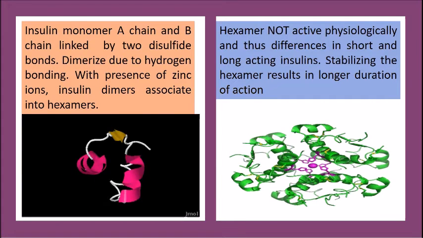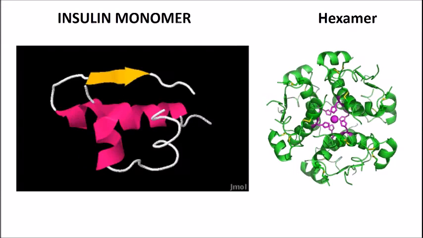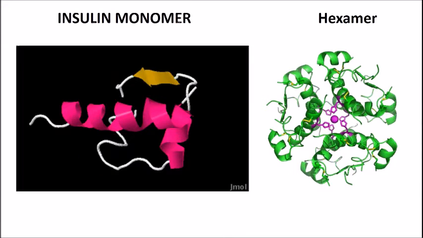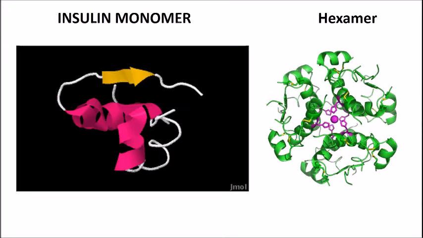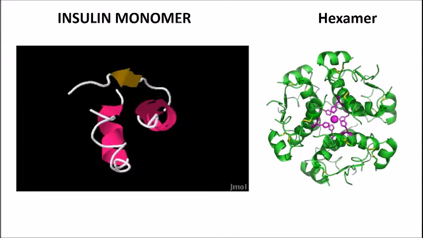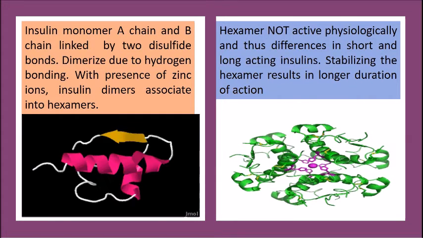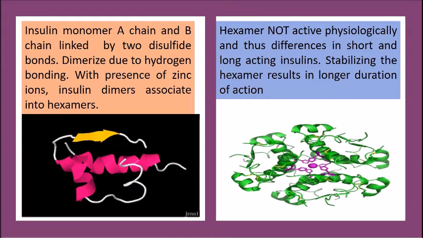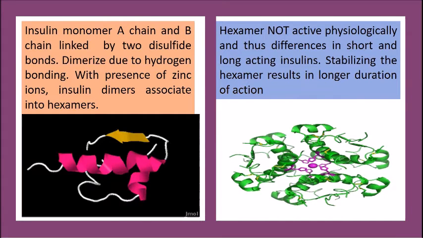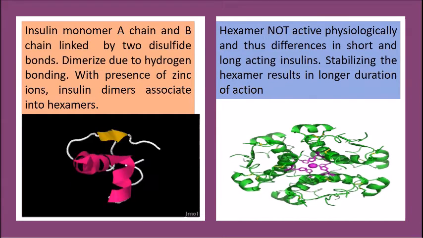So insulin exists as a monomer, which is the active physiological molecule, and the hexamer, which is the inactive form of insulin. Basically, insulin is stored in the pancreatic beta cells as a hexamer, which is also the crystal form.